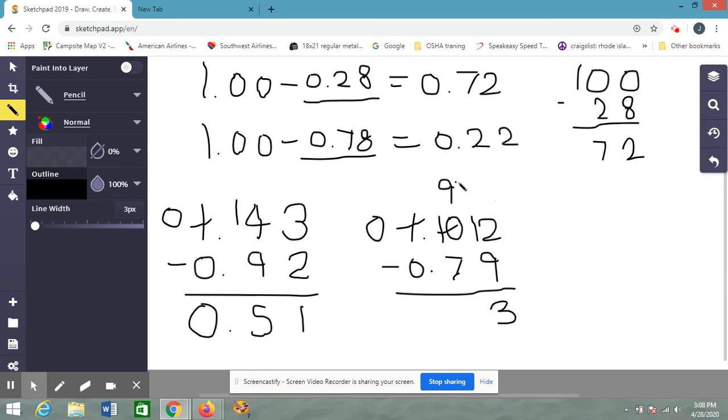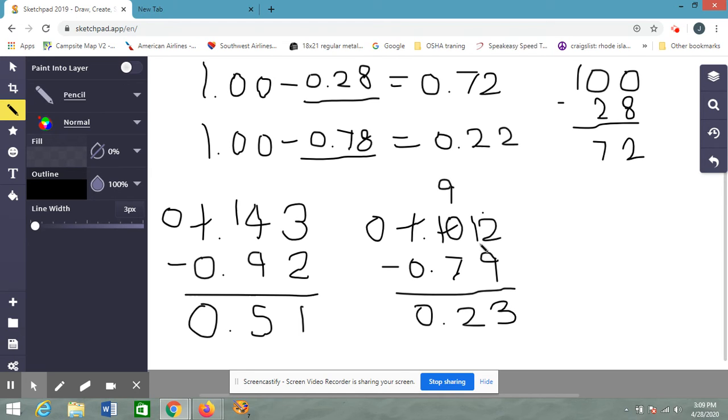Now we can subtract the tenths place. 9 tenths minus 7 tenths equals 2 tenths. Subtract the ones. 0 minus 0 is 0. So 1 and 2 hundredths minus 79 hundredths is 23 hundredths.